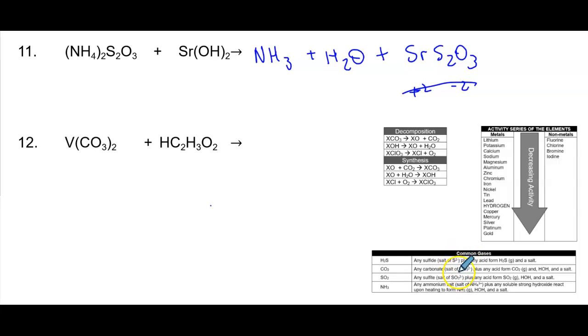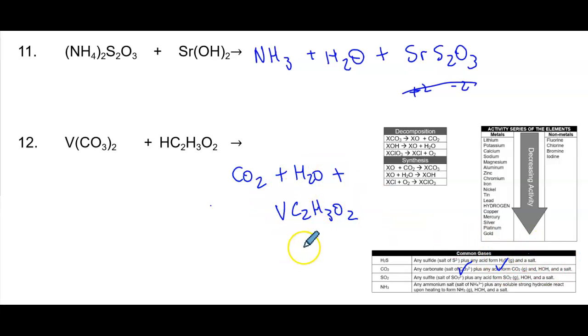So I see a CO3 ending, and I do see an acid. Why do I know it's an acid? Anything that starts with hydrogen is an acid. Then it tells me it forms CO2 plus H2O plus a salt. A salt is a front we haven't used, in this case vanadium, and a back we haven't used, C2H3O2. We know the CO2 and H2O are good because it tells us exactly how to write them.